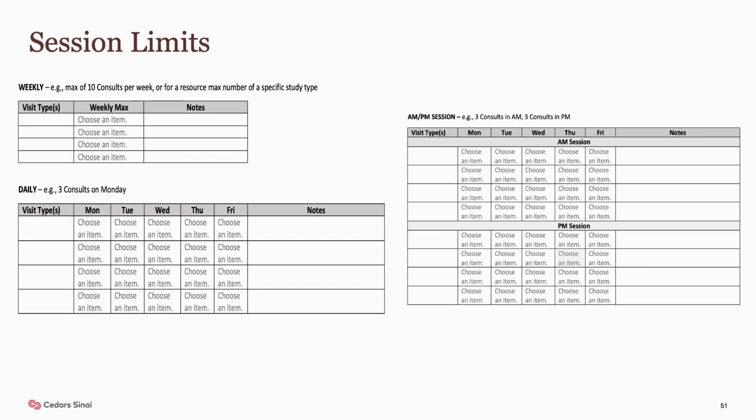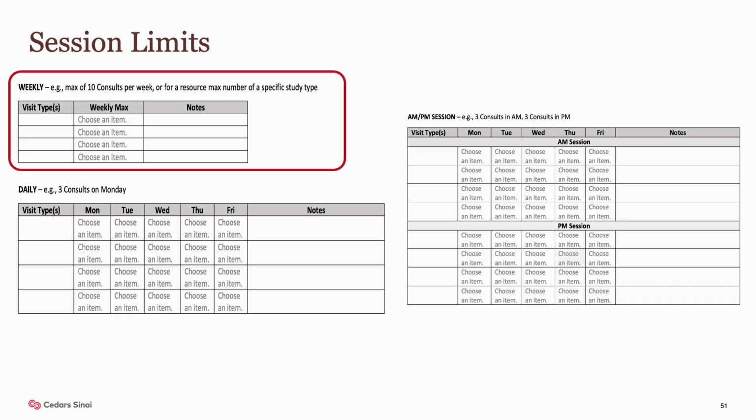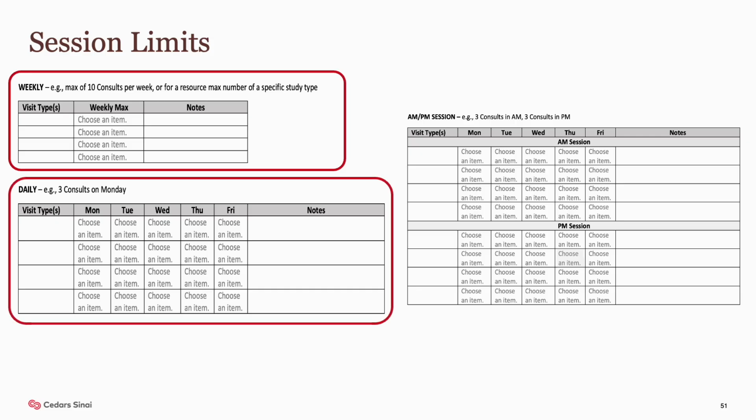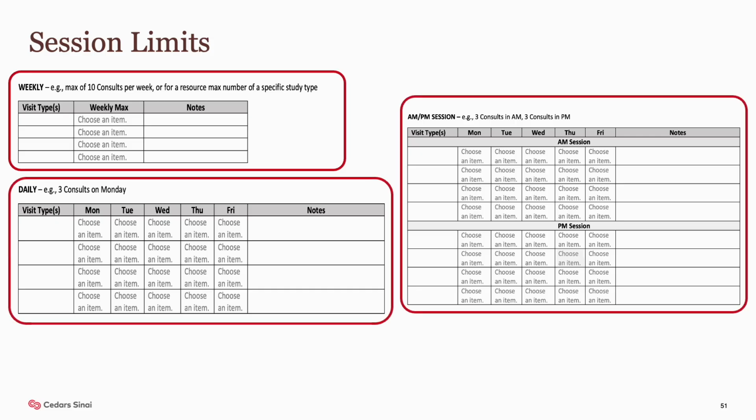In the session limits section, there are 3 tables where information can be placed based on the cadence. So there is a weekly table, a daily table, and an AM and PM session table. Depending on the session limit cadence the provider may have, the appropriate table should be filled out.